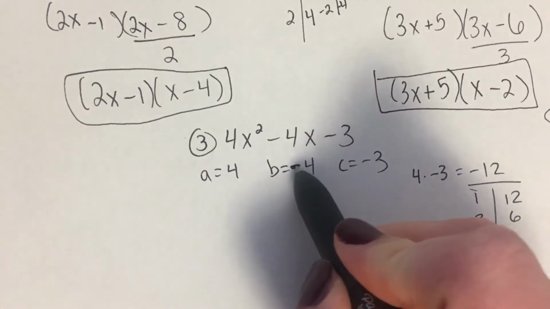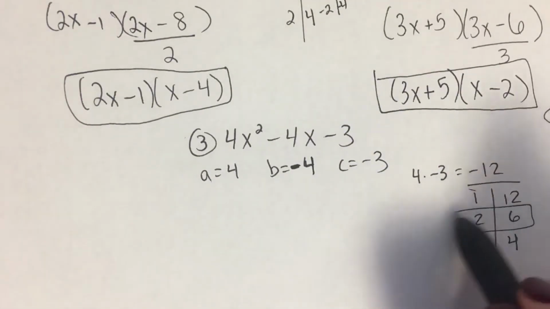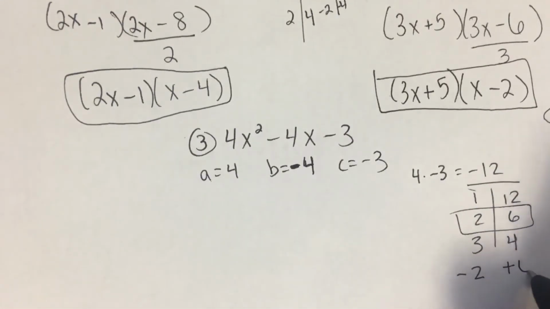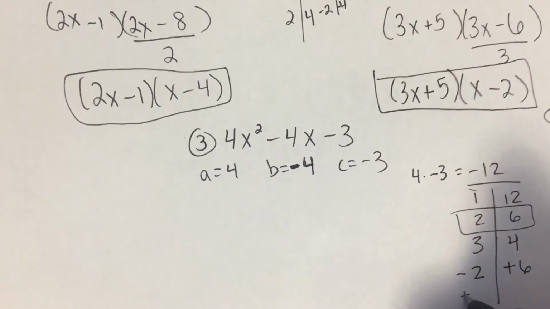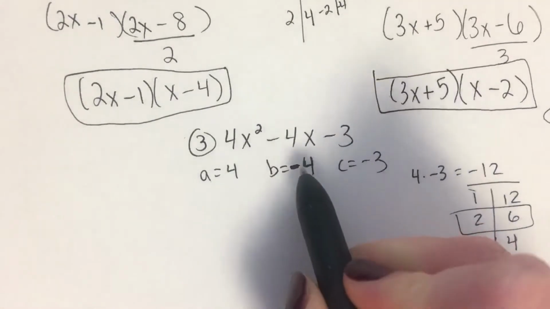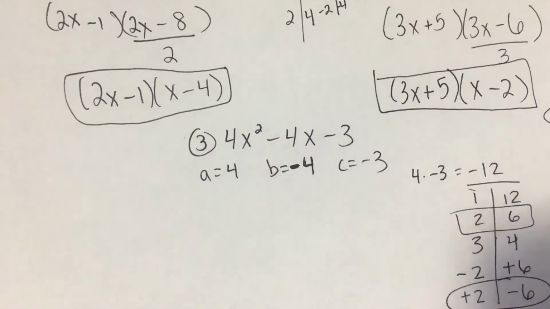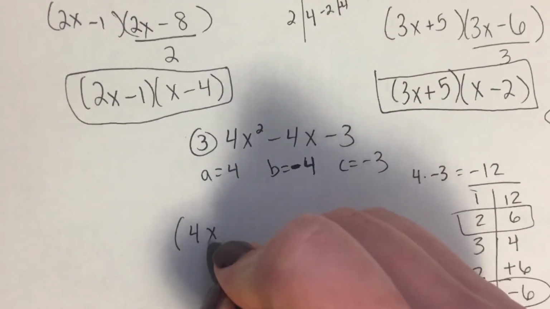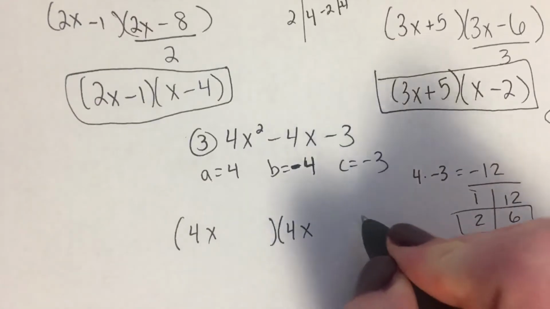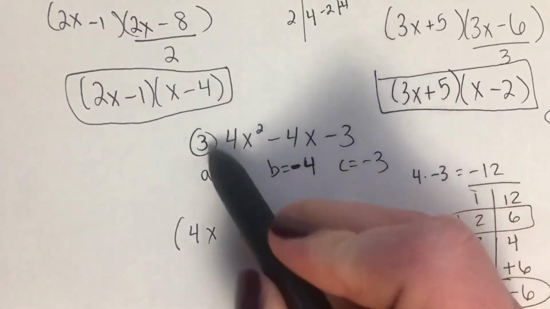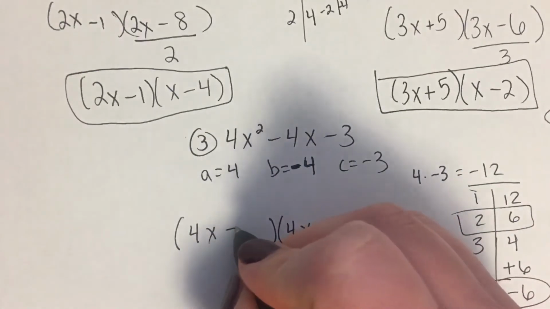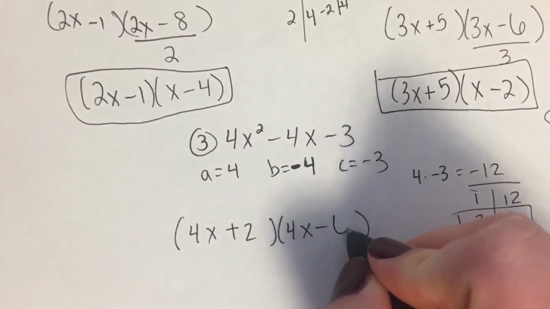We need to sum to negative 4, so that has something to do with 2 and 6. It could either be negative 2 and positive 6, or positive 2 and negative 6. What will help me make negative 4 is the positive 2 and negative 6. So I'll set this up: 4x and 4x. Since I need to make 4x squared, I'll just copy them both down here. Now I'm going to put in a positive 2 and a negative 6.